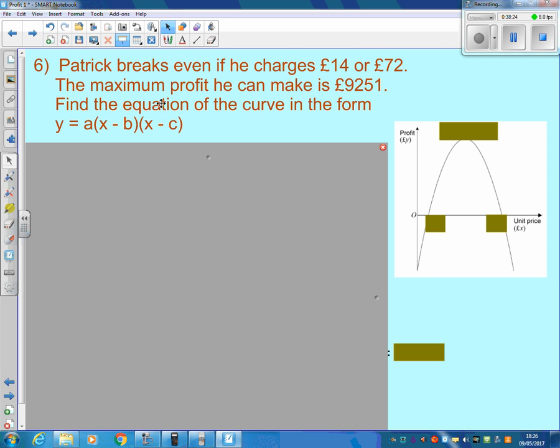Okay, one more like this. Patrick breaks even if he charges £14 or £72. His maximum profit is £9,251. Find the equation in this form here.